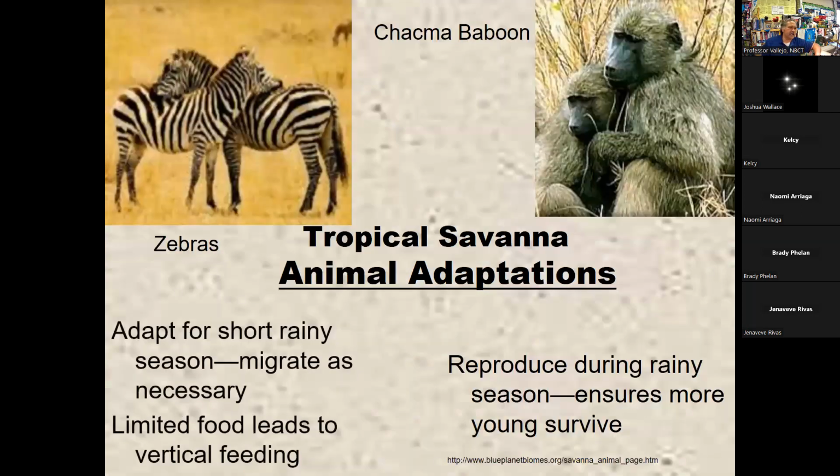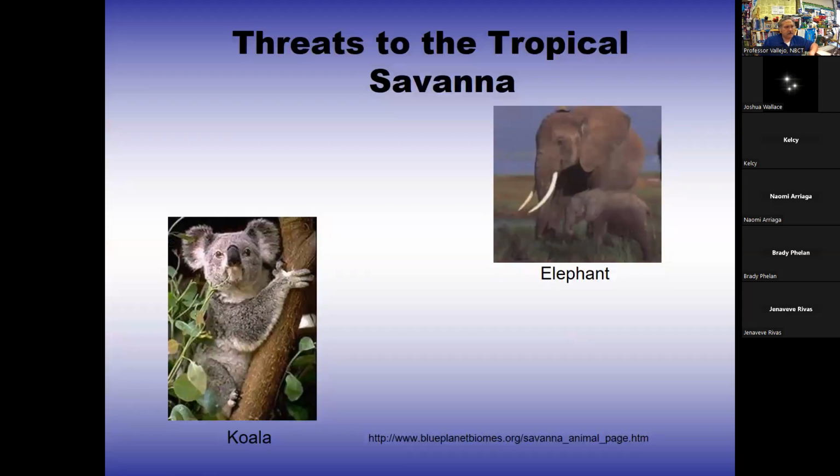Okay, let's take a look at the animal adaptations. You can see it says adapted for short rainy seasons, so they migrate. Limited food leads to vertical feeding. They reproduce during rainy seasons to ensure that more of the young survive. So you can see you have zebras, baboons. My son is a zookeeper and takes care of zebras and some livestock animals that are similar to zebras.